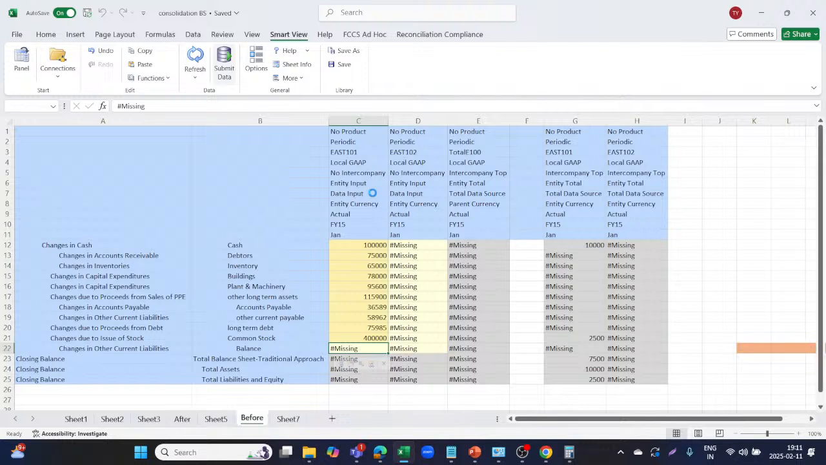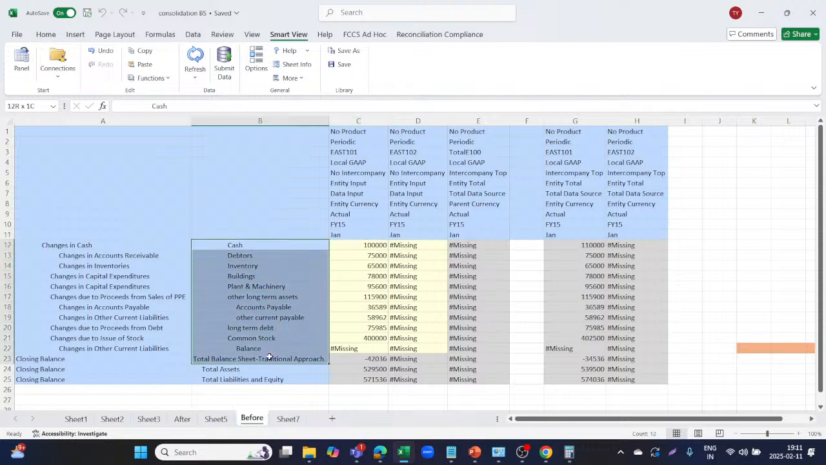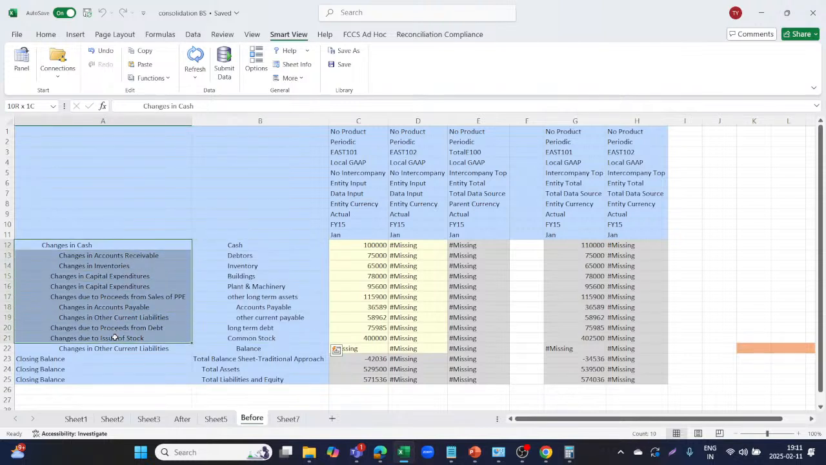Data source I have used as data input. Currency is entity currency. And this is my scenario. This is my year, that is FY15. Period is Jan. These are all my accounts for which I am trying to enter the data, and these are all the relevant movements for the respective accounts.